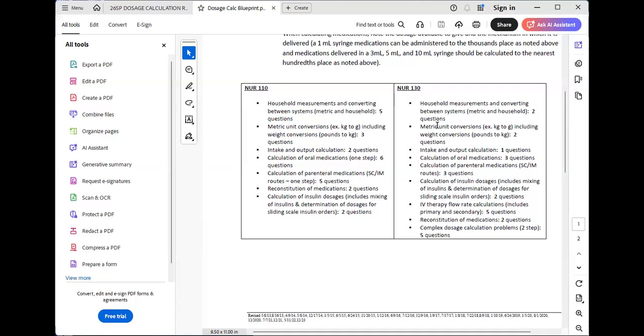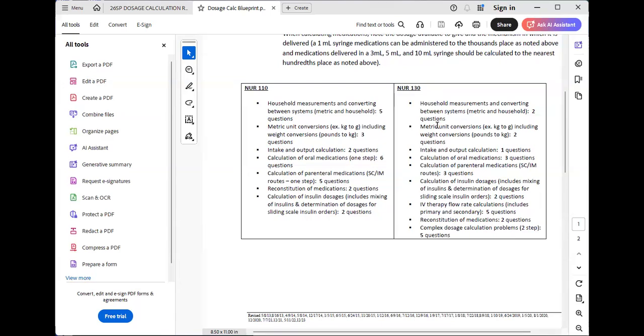You'll have your oral medications, calculating for tablets, capsules, milliliters, teaspoons sometimes. You'll have your parenteral medications, which is very similar to your liquid oral medications. You're just calculating how many milliliters to administer. You'll do some mixing of insulin, following sliding scale insulin orders.